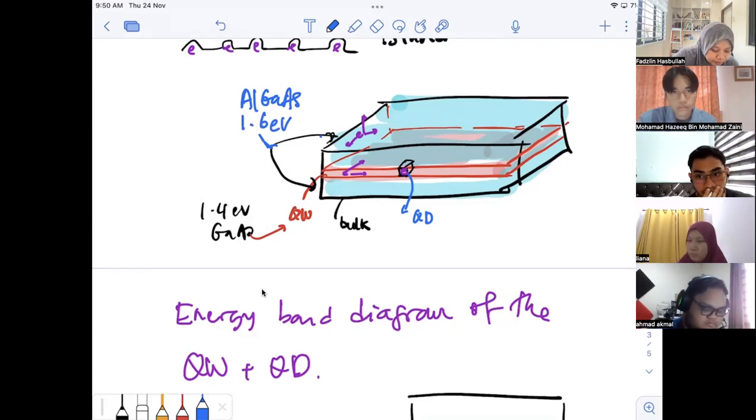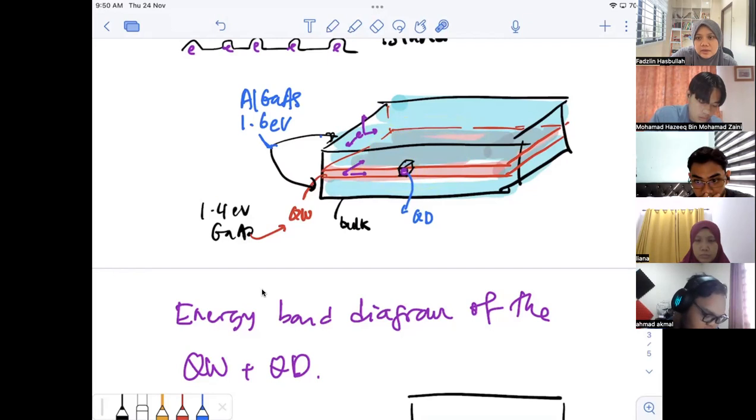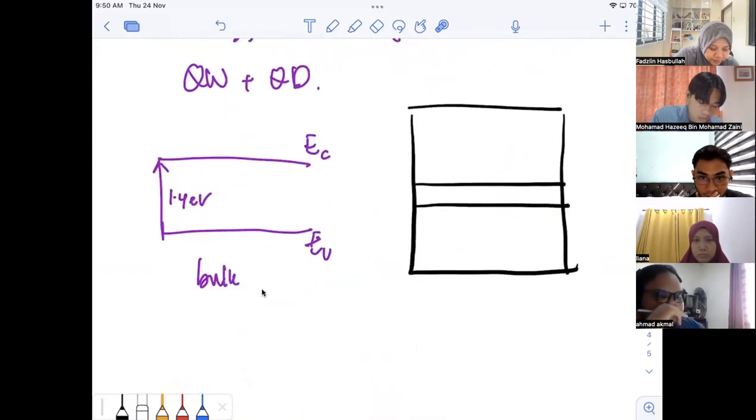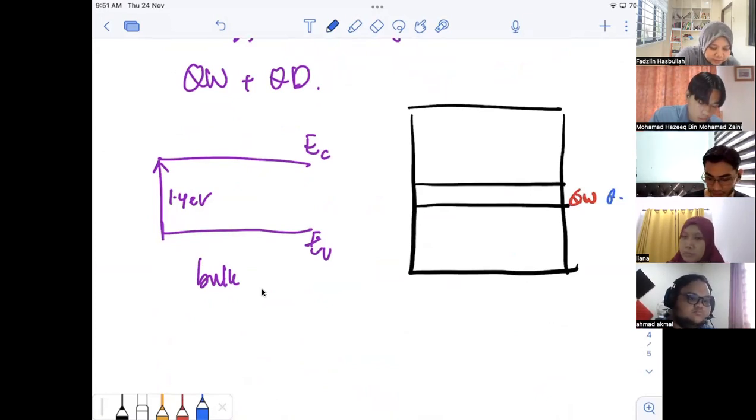So kalau quantum dot pun dia kena sandwich between dua material. Kalau quantum dot material ni gallium arsenide quantum dot, surrounding dia ni semua kena material with bigger band gap. Can be AlGaAs juga. So you need to know the band gap. Kalau kita draw structurally, tadi saya draw 3D, sekarang 2D. So you can have this quantum well over here, then you have your other material over here. It can be gallium arsenide here, then aluminium gallium arsenide over here.